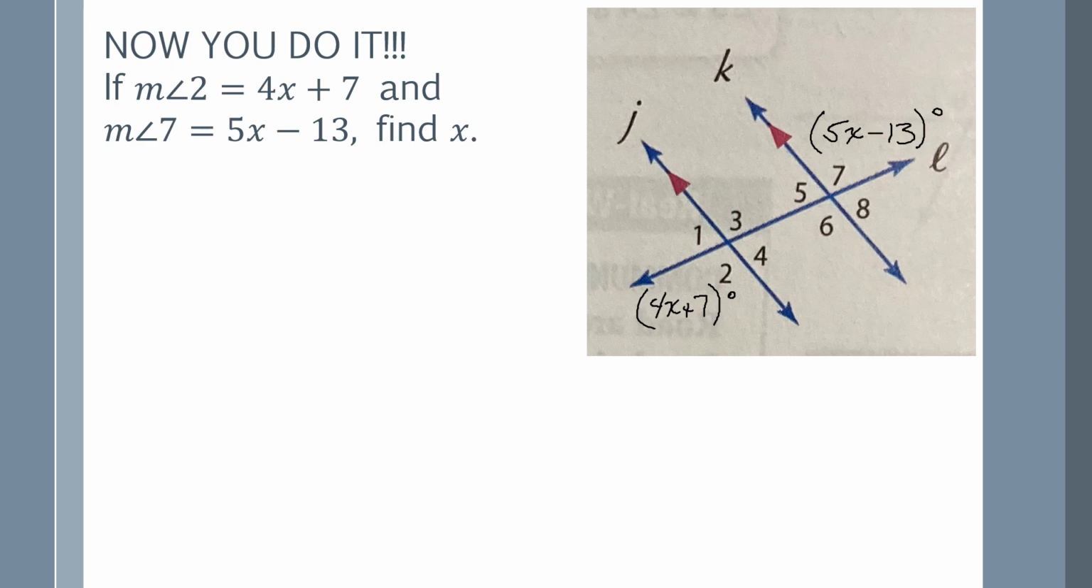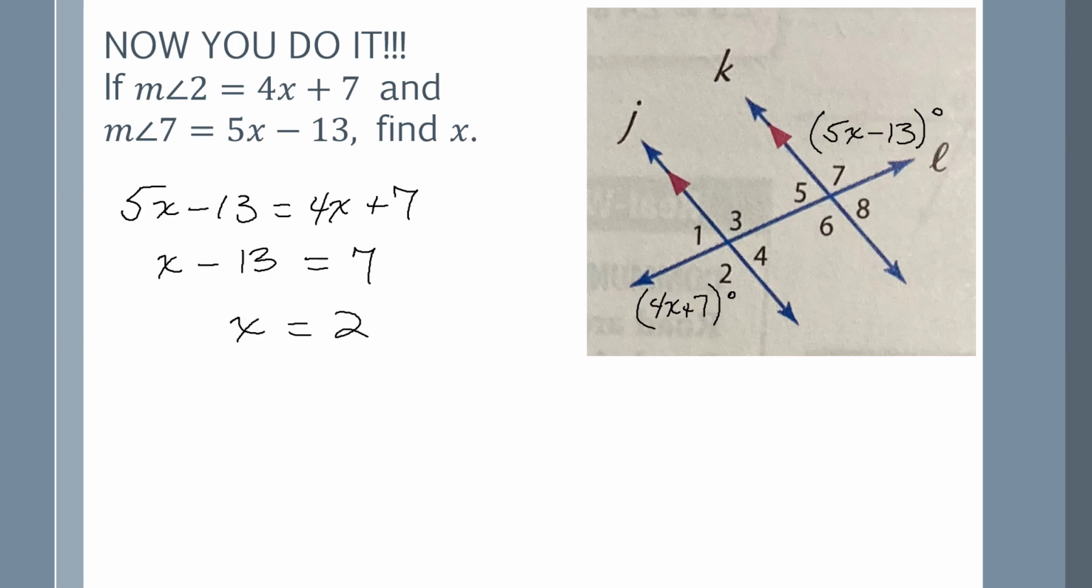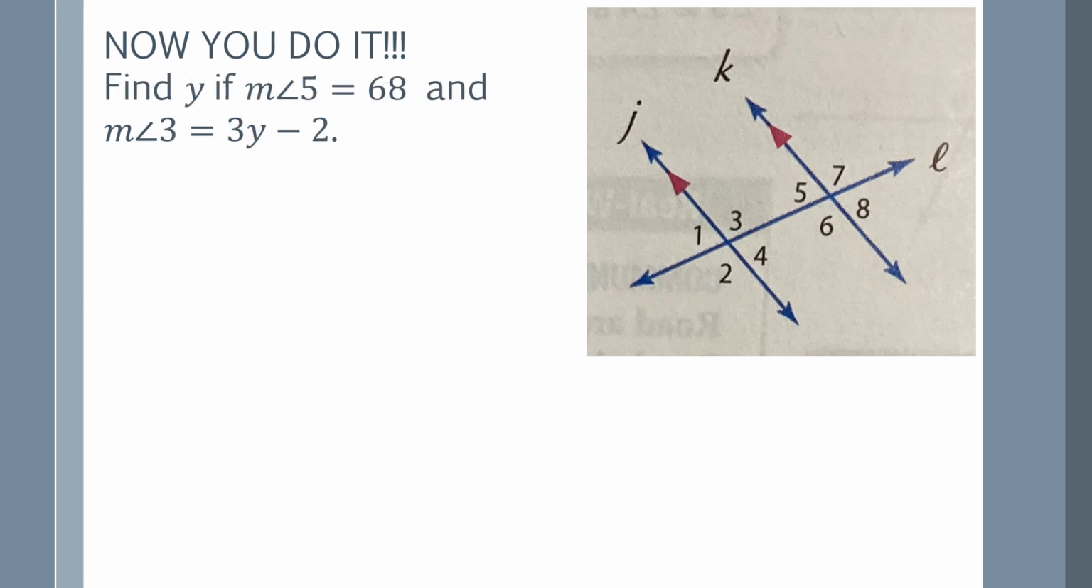So these two angles are alternate exterior, right? So because they're alternate exterior, they're going to be equal. So I'm going to set up an equation of 5x minus 13 equals 4x plus 7. Subtract 4x from each side, and I've got x minus 13 equals 7. Add 13 each side, x is equal to 20. All right, why don't you work on this one now, and let's see what you get.